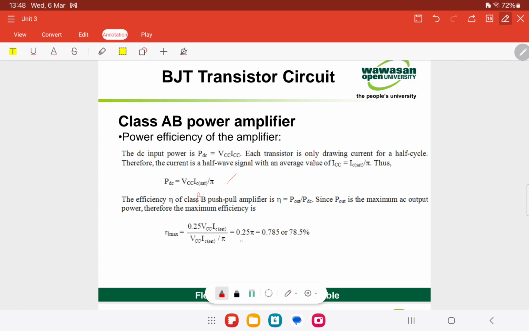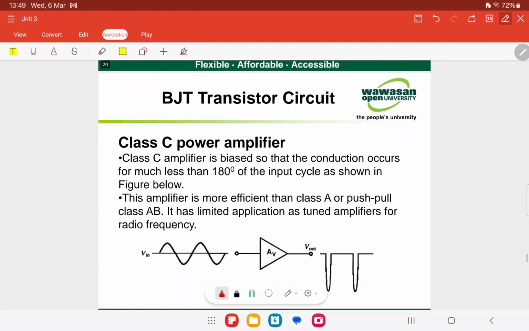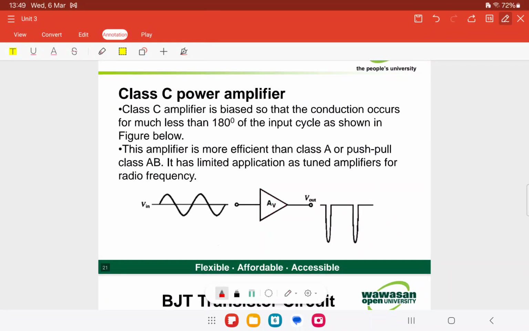This is class AB. We can get this, which is better than the class A amplifier. Class A is 25%, class A with transformer coupling is 50%, and class AB we get 78.5%. Okay, so next we have the class C power amplifier.